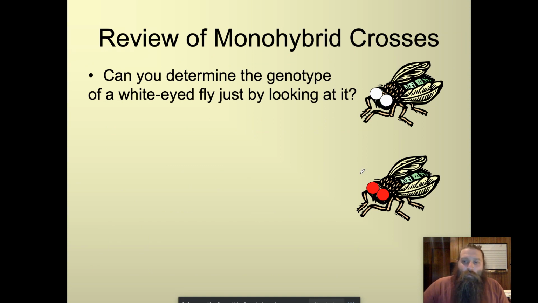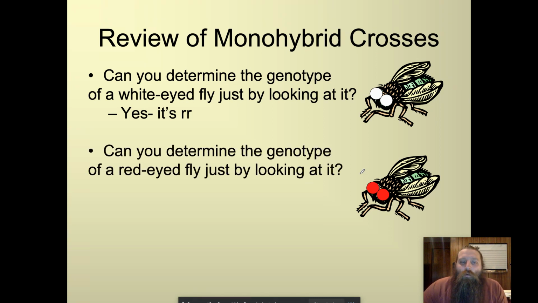Now, something interesting to think about is this question. Can you determine the genotype of a white-eyed fly just by looking at it? Well, the answer is yes, it has to be little r, little r, because we know white is recessive. To see a recessive trait, it must be homozygous for that trait. Same question, but now for a red-eyed fly. Can you determine its genotype? Well, the answer is no. It could be big R, big R, or a hybrid, big R, little r. Either way, R is going to show up as the dominant red color, but we can't tell the genotype of a dominant trait just by looking at it.